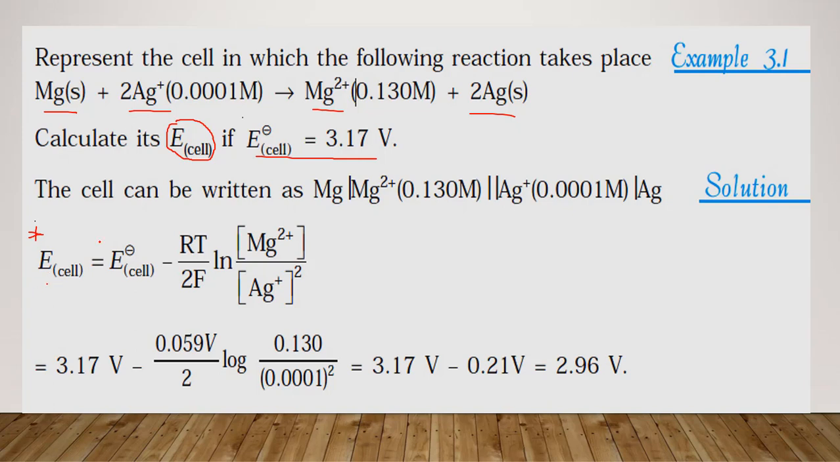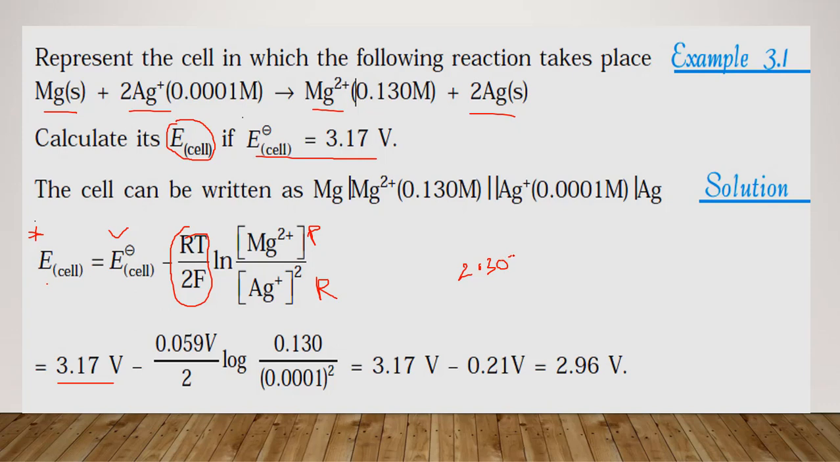E cell equal to E naught cell minus RT by nF, ln of product concentration by reactant concentration. It is just like the equilibrium constant you have to write. If 2 moles are there in the reactant, that goes to square. Now E naught cell is already given, 3.17. Now R, T, F, these 3 values including this 2.303.